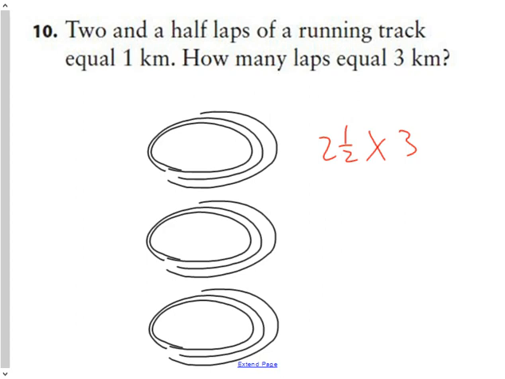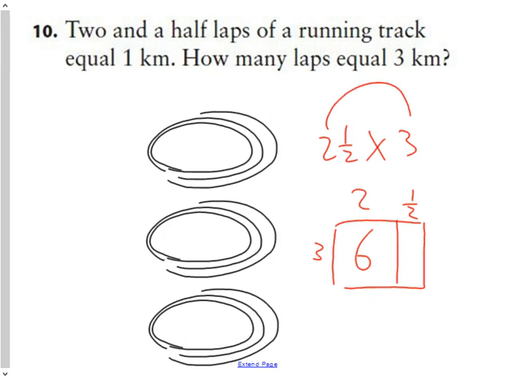Well, I'm going to change this 2.5 to 5 halves multiplied by 3 over 1, which is 15 over 2, which is equal to 7.5 laps. Now, alternatively, you could have taken your 3 and thought of it as an area model. So if I had 2.5 here and 3, I could multiply my 2 by 3 to get 6, and my 3 by a half to get 1.5, and put those together, and I still would have had the same answer of 7.5 laps.